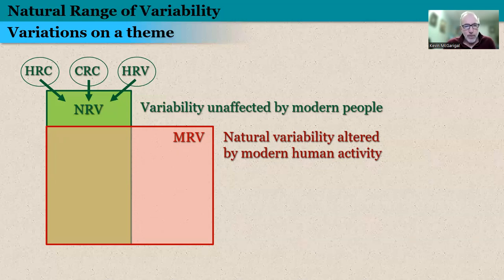But of course, we have caused our systems to move outside that natural range of variability in some ways, more so in some cases than others. So a portion of this box does not overlay the NRV box. That is variability that essentially is unique to the system because of modern human activities.